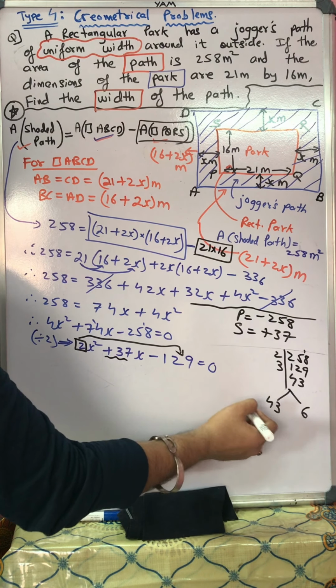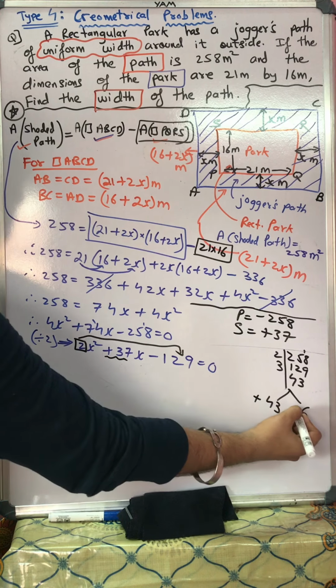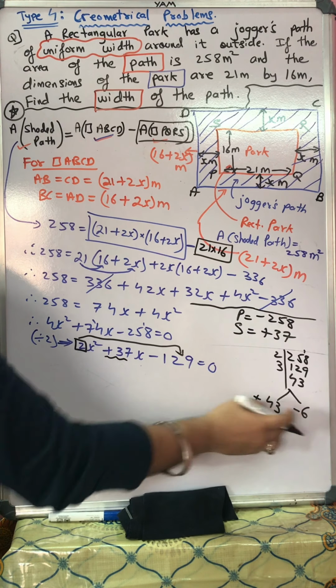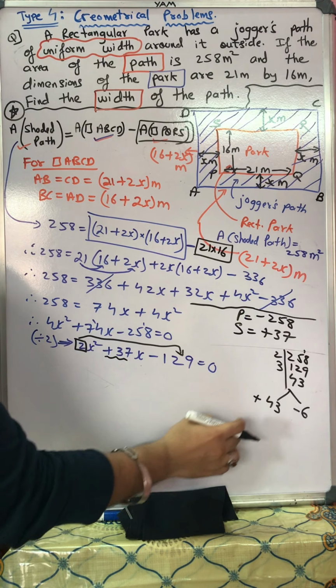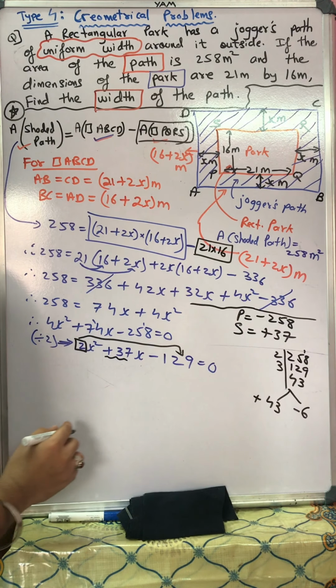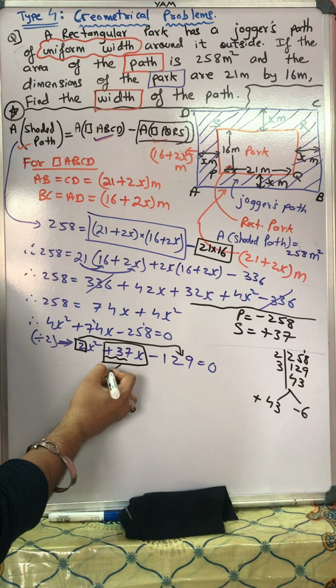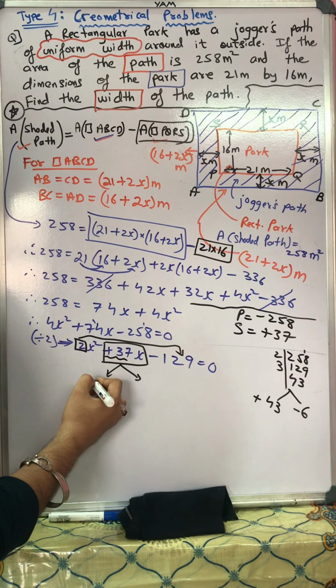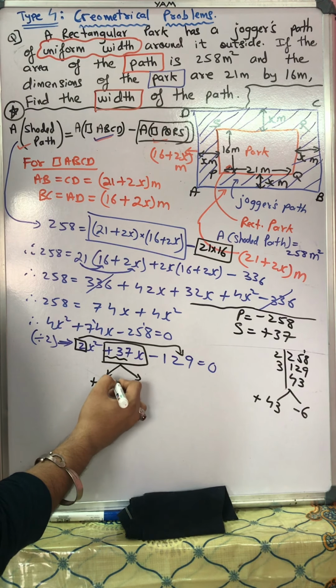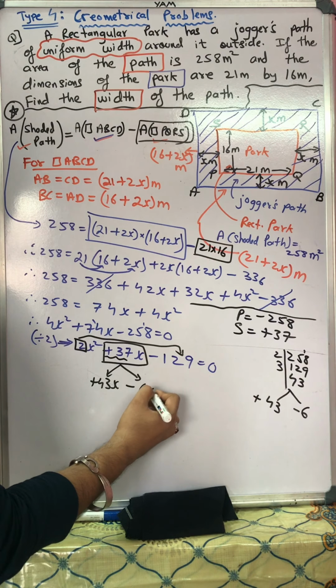We want minus 258 and plus 37. So plus 43 minus 6. Plus 43 multiplied by minus 6 gives me minus 258, and plus 43 minus 6 gives me plus 37. Okay, so in place of this middle term, what will I write? I will write plus 43x, and I will write minus 6x.